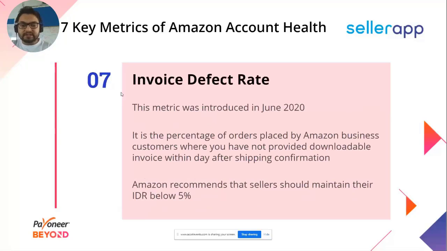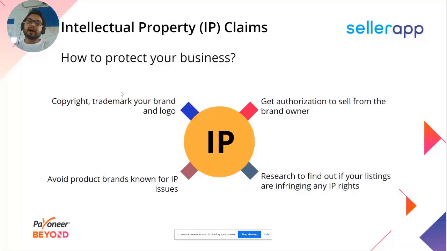Invoice defect rates, again. Invoices and everything that has to be done on the customer side has to be perfect, right? And it has to be time bound, and you have to make sure that you are not crossing those thresholds. And this is again from the IP and the infringement side: your copyrights, your trademarks, whether you are authorized sellers to sell those products or not, right?